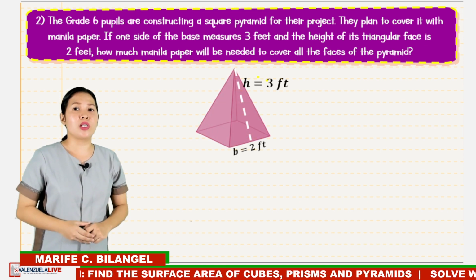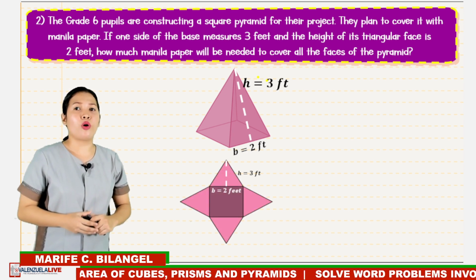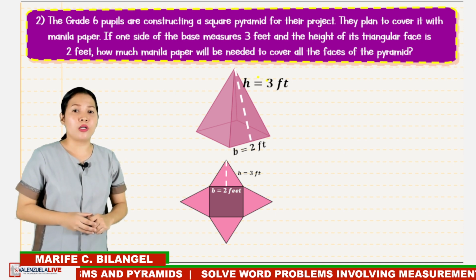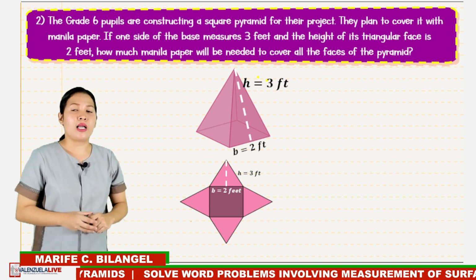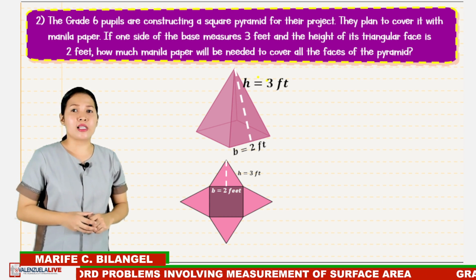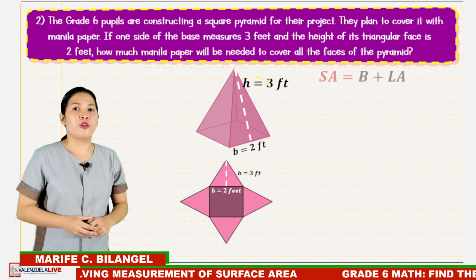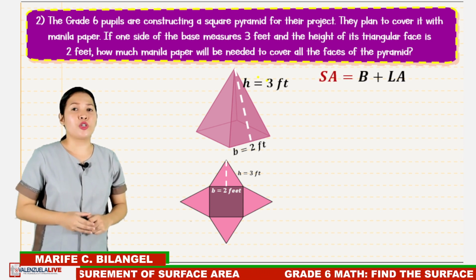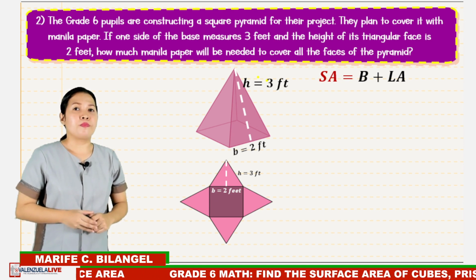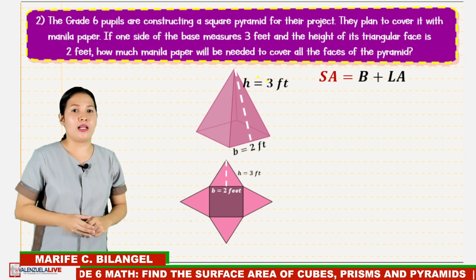So let us illustrate the problem. As you can see, the net is composed of a square base with an edge of 2 feet, and it has 4 triangular faces with a height of 3 feet. The formula in getting the surface area is equal to B, which is the base area, plus LA, which is the lateral area.